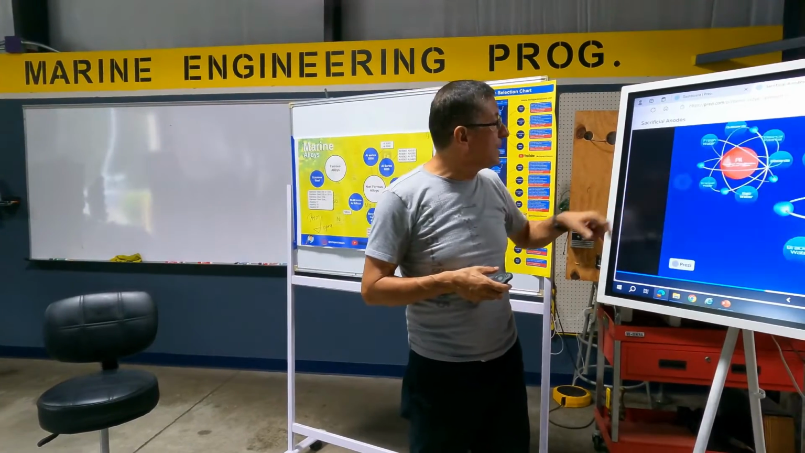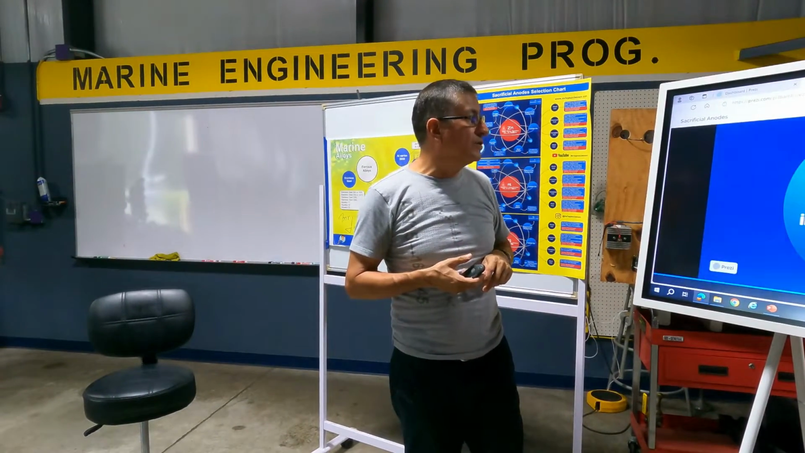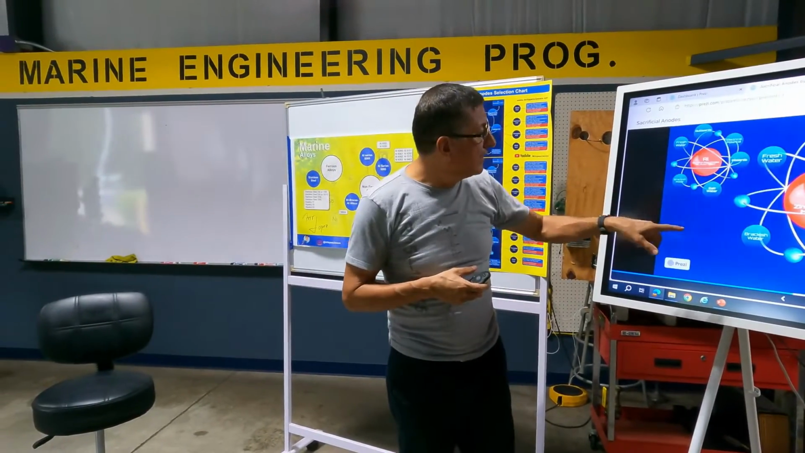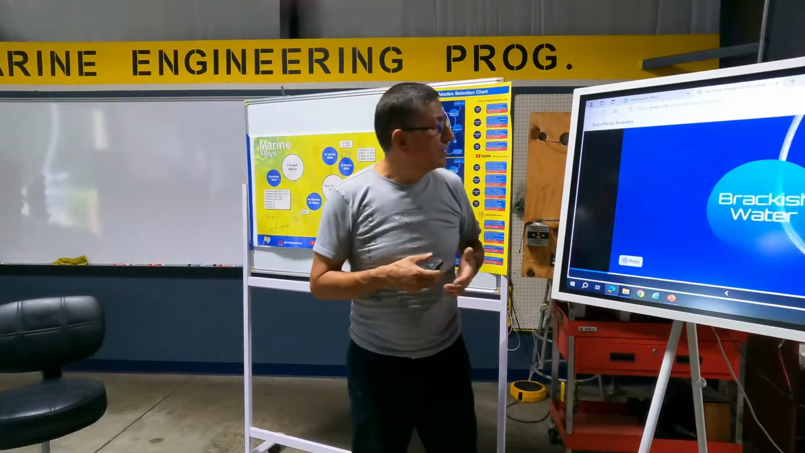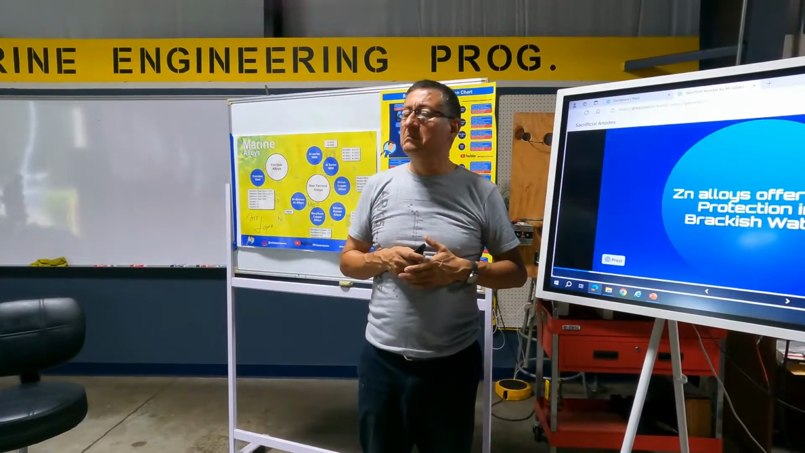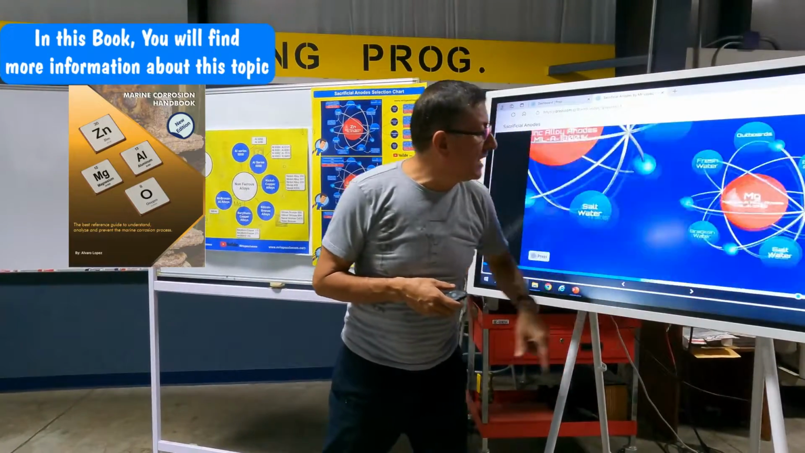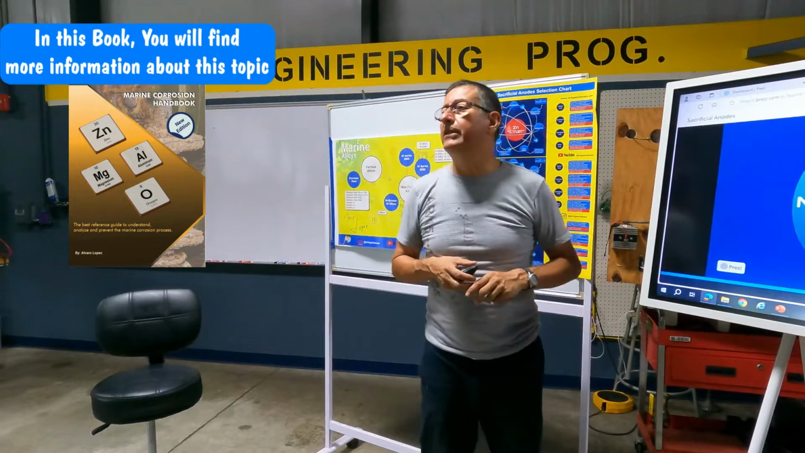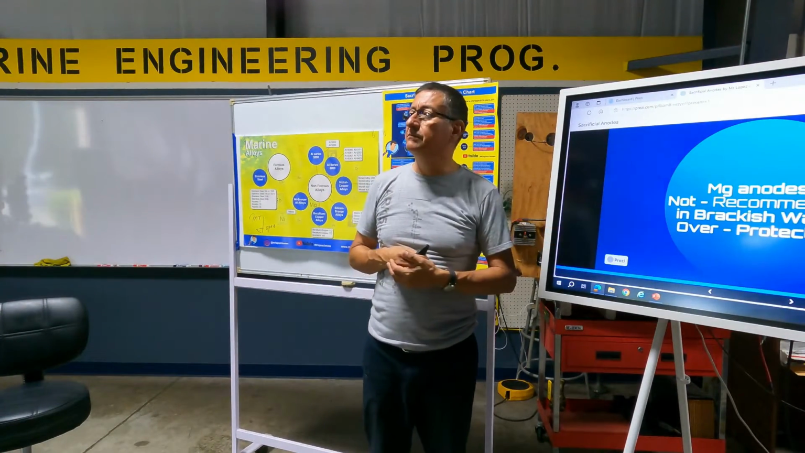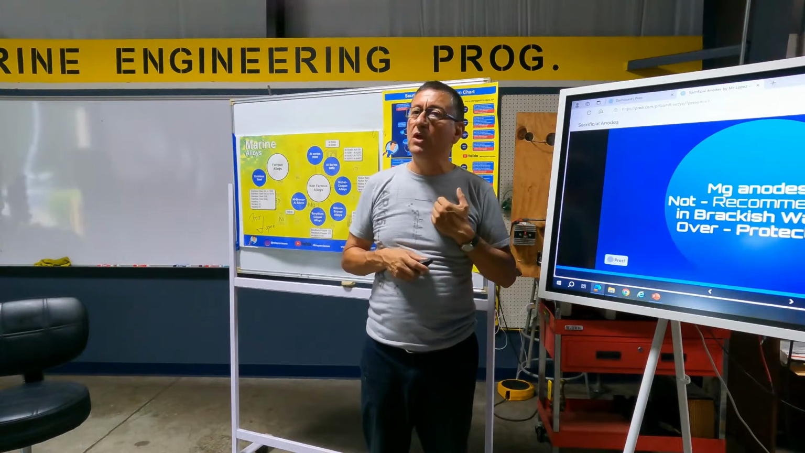What happened with aluminum in brackish water? In brackish water, aluminum alloys are recommended. Good. Let me refresh brackish water for zinc. Brackish water, fair protection. So-so. What about brackish water for magnesium alloys? Not recommended. Overprotection. Okay, interesting, no? That analysis with respect to the water.